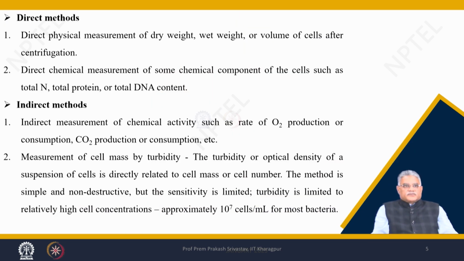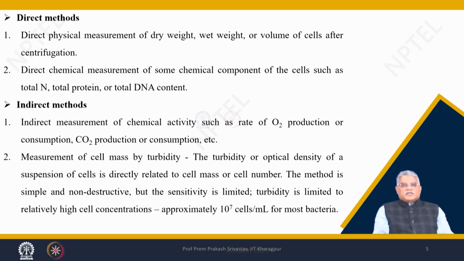Now, the direct methods. Direct physical measurement of dry weight, wet weight, or volume of cells after centrifugation. Direct chemical measurement of some chemical component of the cells such as total nitrogen, total protein, or total DNA count. Indirect methods. The indirect measurement of chemical activity such as rate of oxygen production or consumption, carbon dioxide production or consumption, etc.